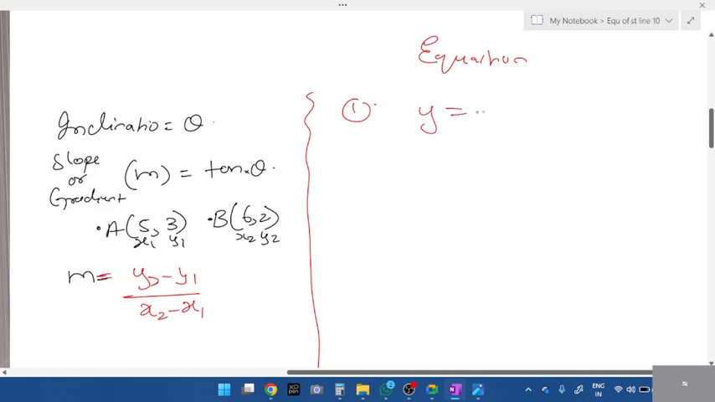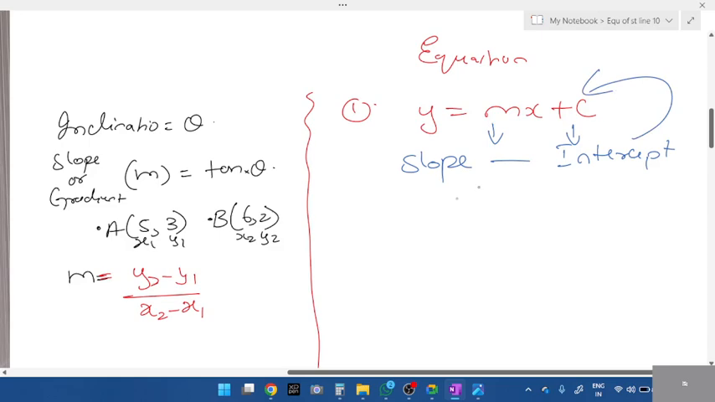First equation, y is equal to mx plus c. Here m is the slope. c is the intercept, the y-intercept. That's the reason we call this the slope-intercept formula. So to find the equation, whenever slope is given and intercept is given, use this formula, slope-intercept.